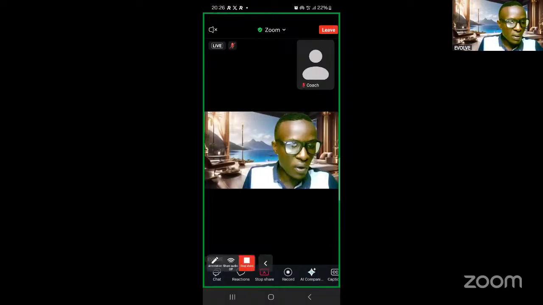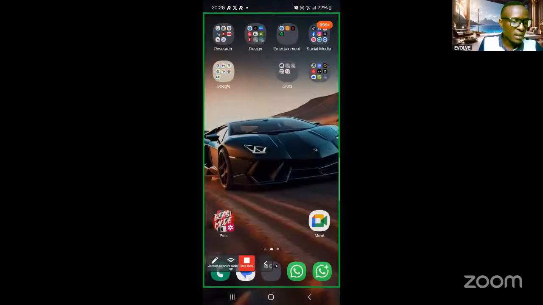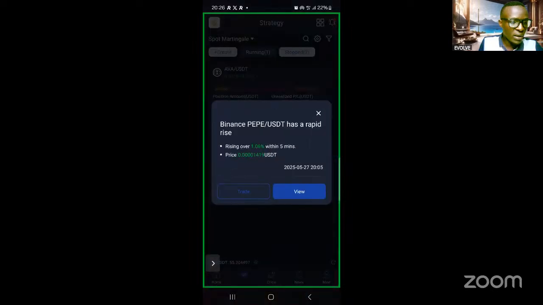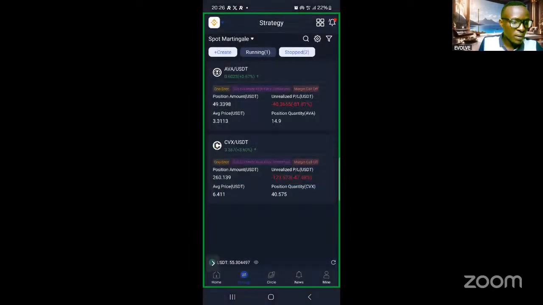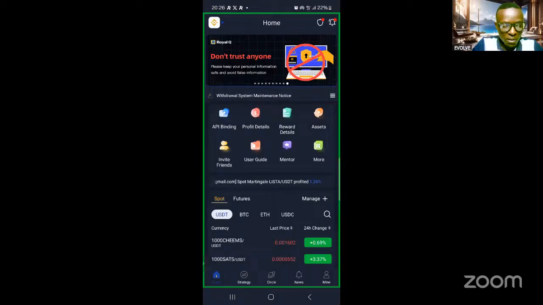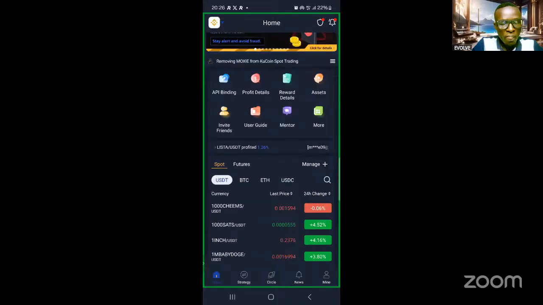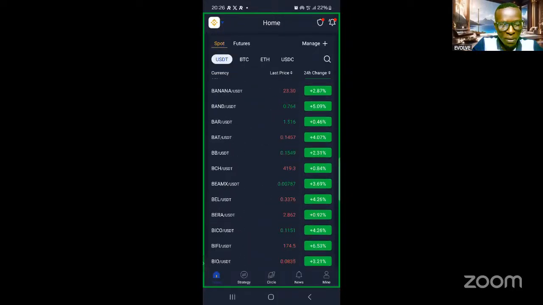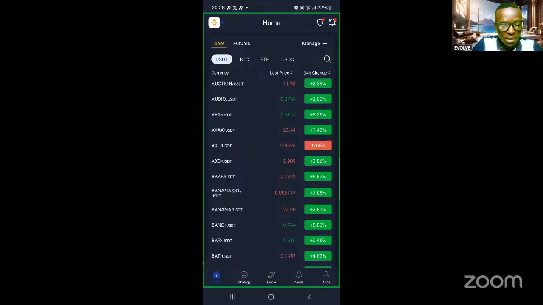All right, so now we are getting back to the basics of Royalq for a new beginner and those of us who are already trading. So this is your application. When you just activated Royalq, or the moment you open it, this is the first page that you are going to find.